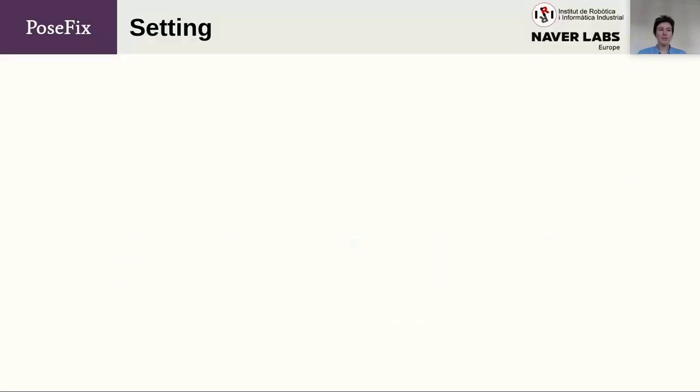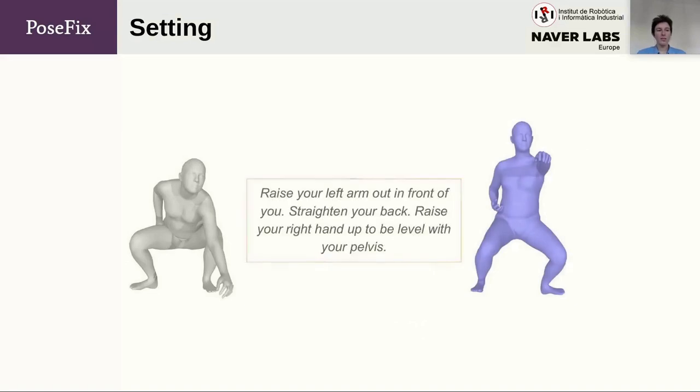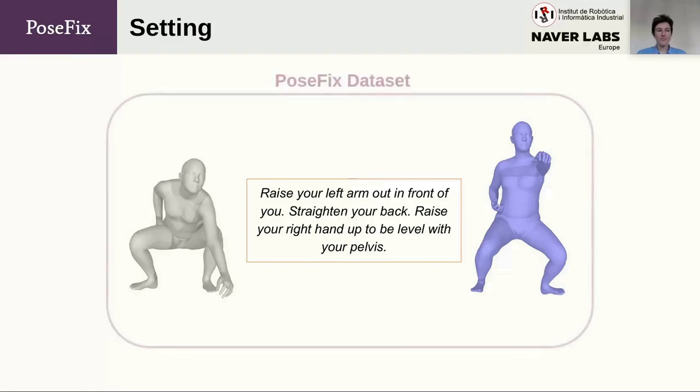In this work, we're interested in linking text to human pose through the following three elements: a source pose, a target pose, and a text explaining how to correct the source pose to produce the target pose. For this purpose, we first introduced the PoseFix dataset. Then we studied two tasks, where the goal is to generate one element from the other two.